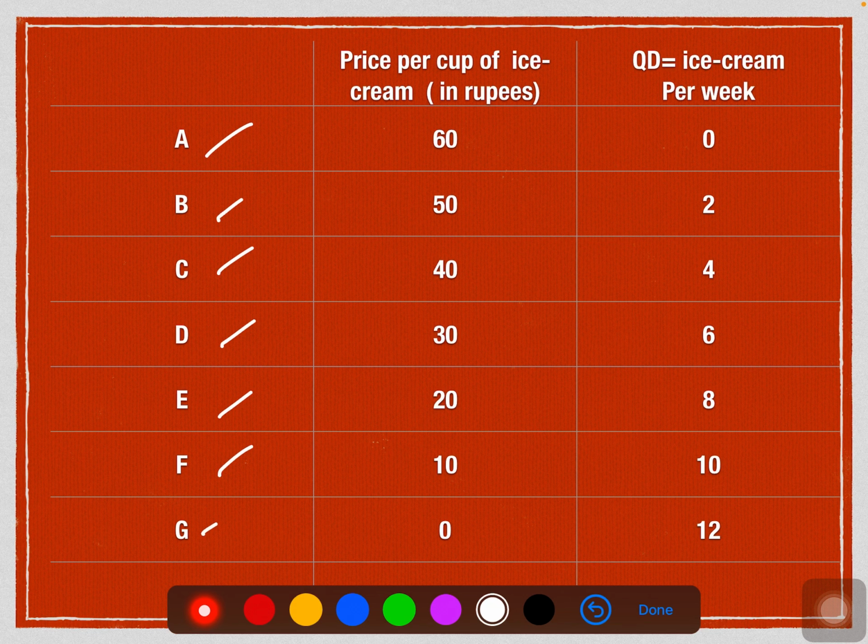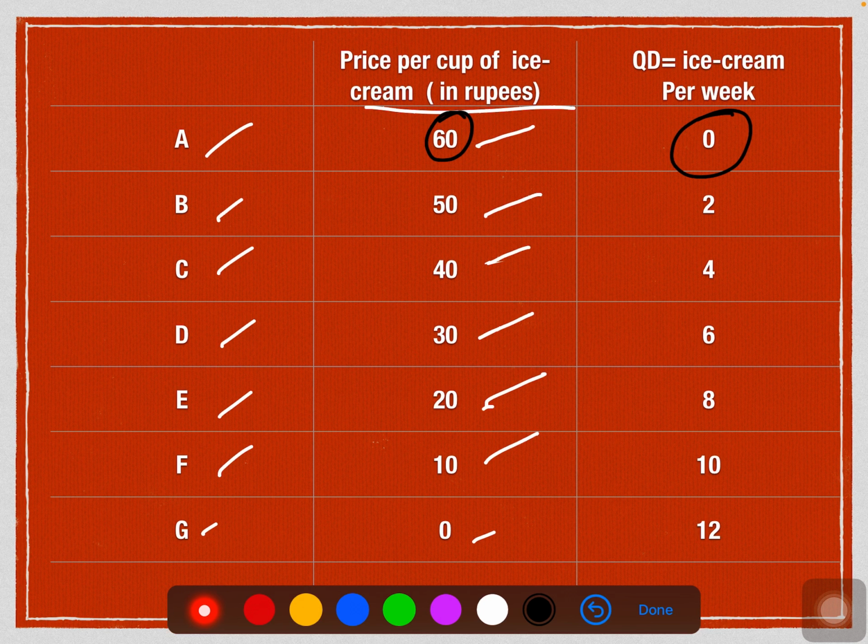On the other box you have the price per cup of ice cream, which is in rupees: 60 rupees, 50 rupees, 40 rupees, 30 rupees, 20 rupees, 10 rupees, and I'm not paying anything here, which is 0. And the quantity demanded for the ice cream is how much ice cream I'm going to demand. So when the price is 60, I'm demanding nothing, because for me it is costlier. If I'm not buying at the price of 60, that means my quantity demanded is 0.